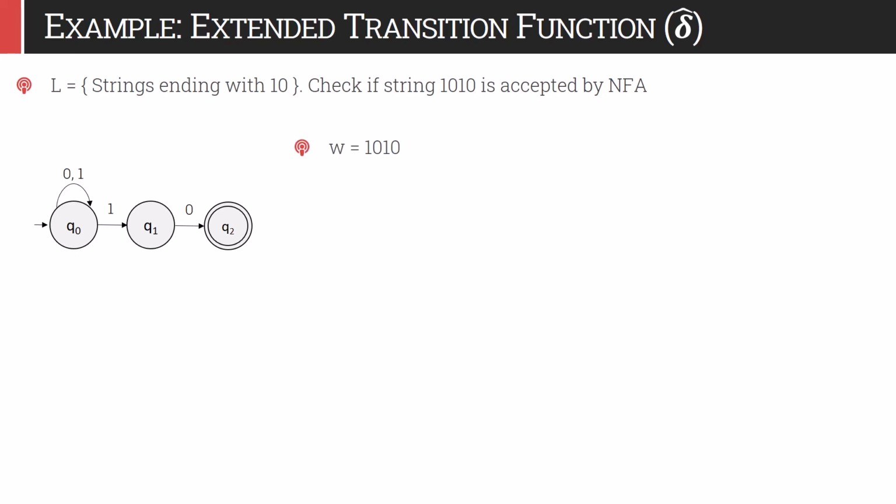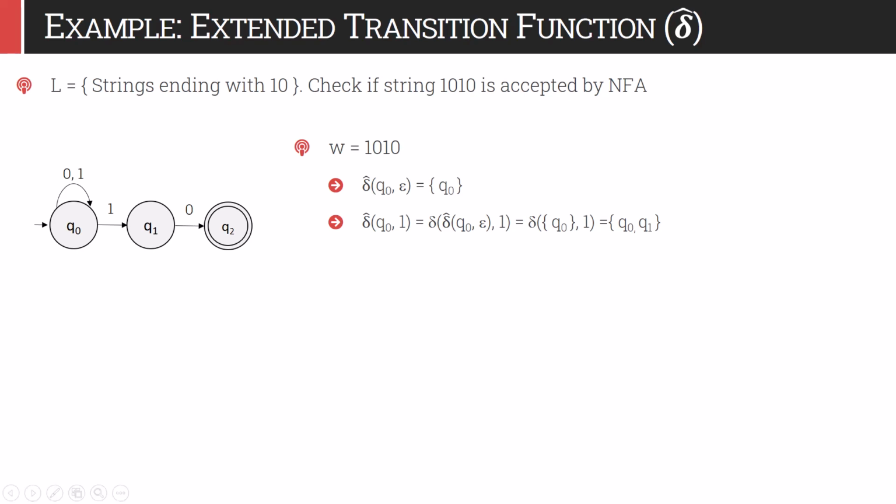Now let us trace whether the extended function holds for this or not. Let us consider the string W equal to 1010. And from the base case on the previous slide, delta cap Q0 comma epsilon will be Q0 itself, because we are not moving to any state if we do not read anything in a normal NFA. Now we will read the first symbol. W is 1010, the first symbol is 1. So gradually we will be proceeding symbol by symbol.